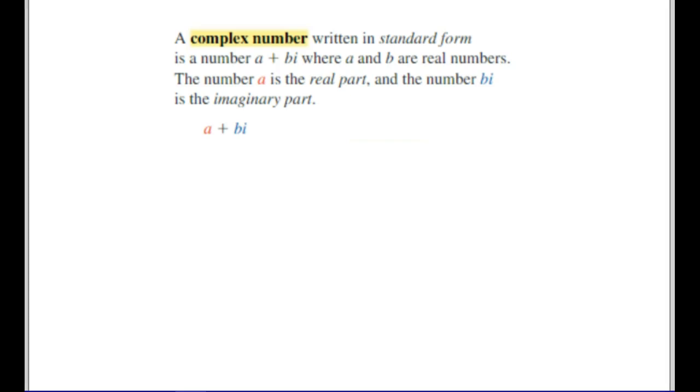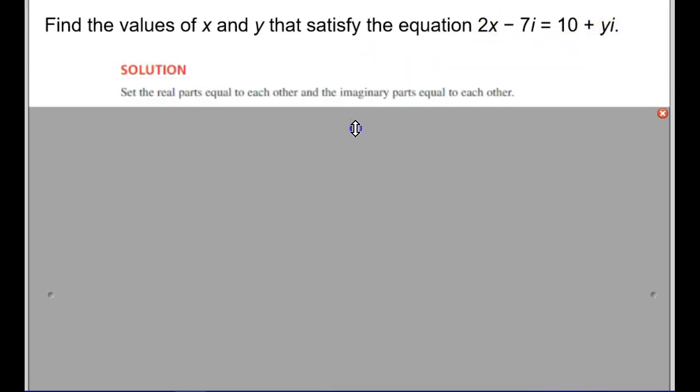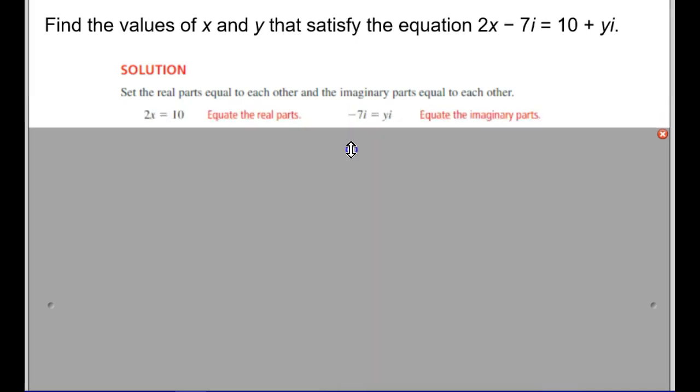So now we're going to look at some complex numbers. So a complex number is where we have a + bi. So I always have my real part first and then my imaginary part. And now let's look at what we do with these. So here we have some values, and we have to find what x and y equal that satisfy this equation. So what I really want to do is set the real parts equal to each other and the imaginary parts equal together.